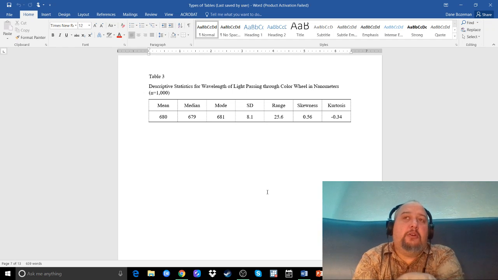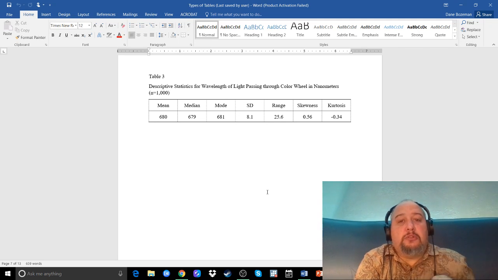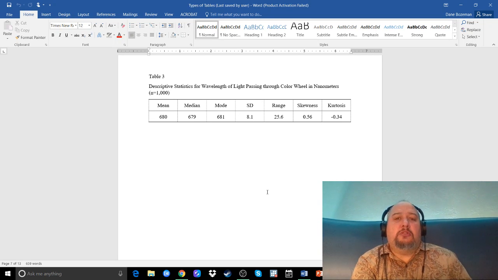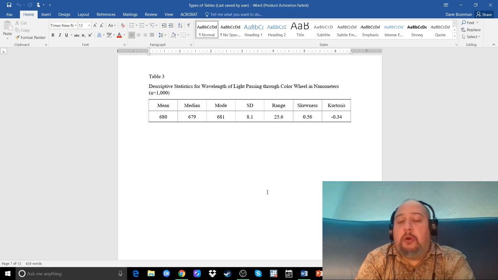Now in a later video, I'm going to talk about what happens when we combine the two, when we have a table that combines both categorical data and continuous data. What are some of the do's and don'ts? But generally speaking, when we create a descriptive table, we're just using continuous data. That's what they are. What are they used for?